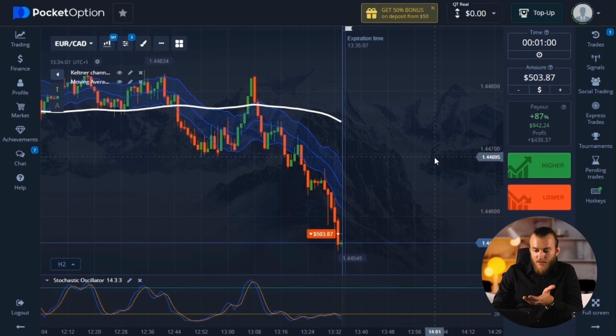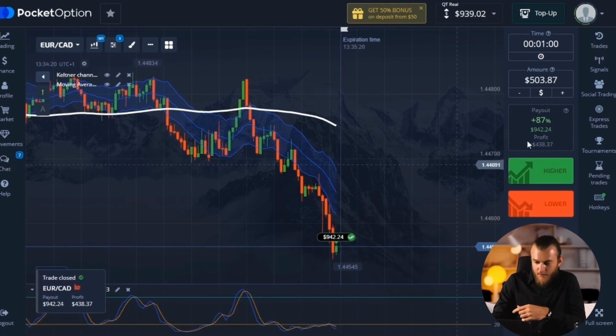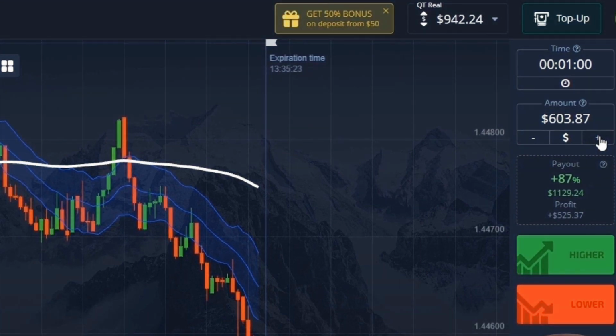Therefore, brains are definitely required at all times, but there must be an inclination towards analysis. To start, you simply need to position your brain correctly and establish appropriate objectives. But about that a little later. Attention, the deal is closing, $942 on the balance.